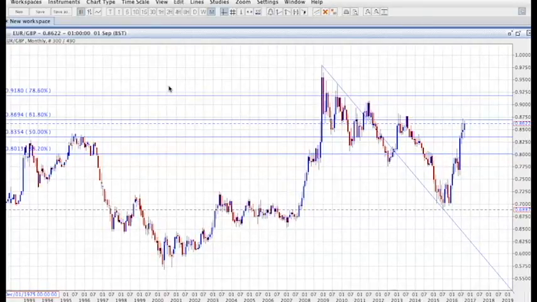Today I'll be looking at the euro against the British pound. I'll be discussing its recent trading history, and I'll also be trying to identify the key technical levels that you need to know going forward.